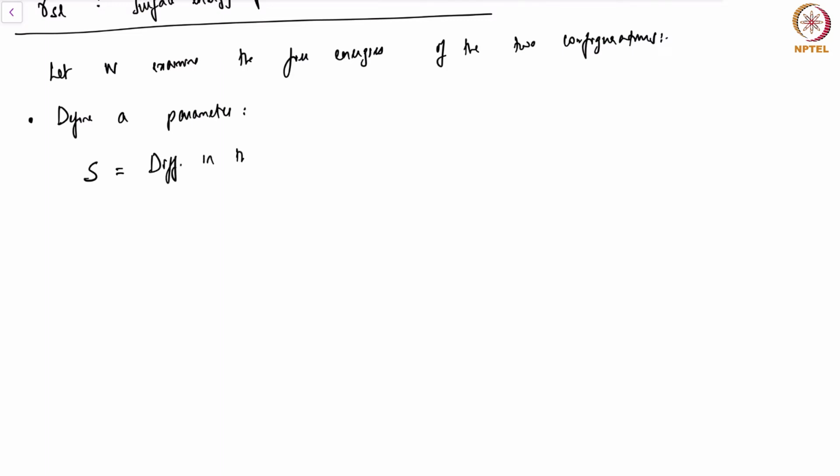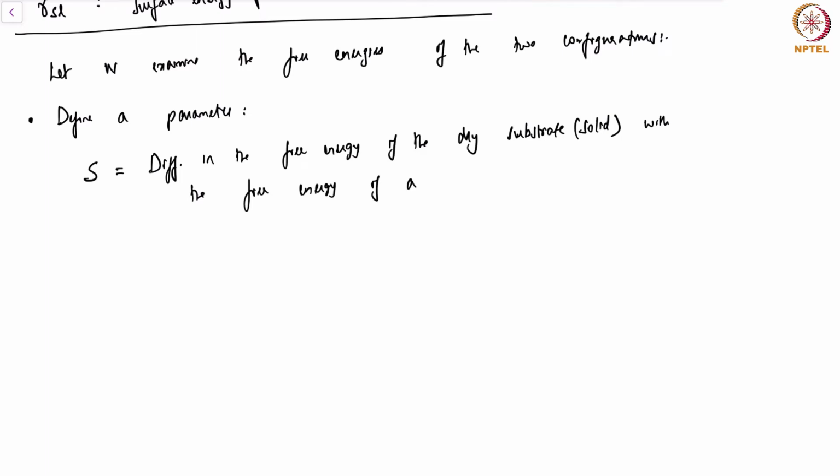This is the difference in the free energy of the dry substrate, dry substrate meaning just the solid, where substrate here is a solid, with the free energy of when a thin film has formed.